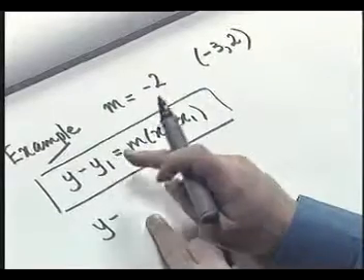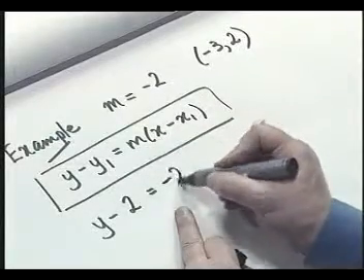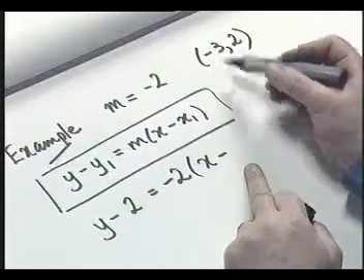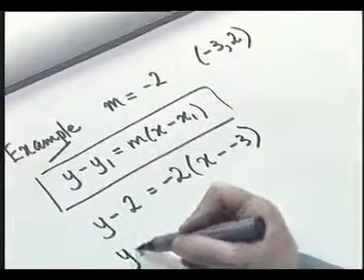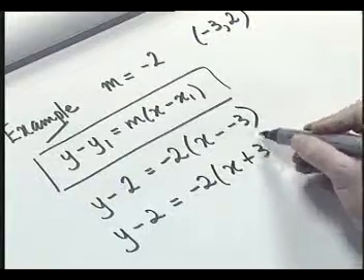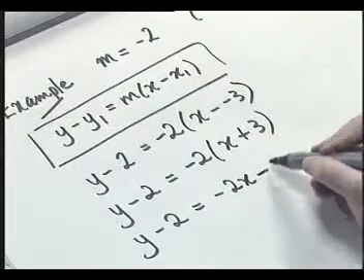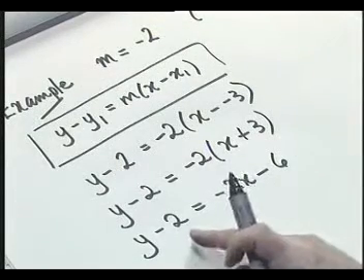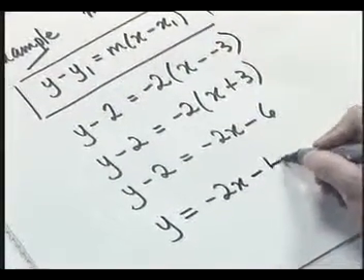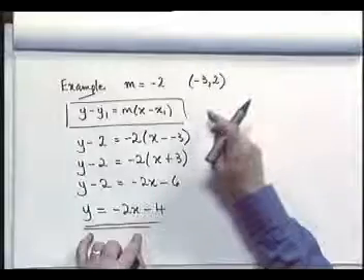y1 is the y-coordinate of the known point, which is 2. m is the gradient, which is minus 2. x1 is the x-coordinate of the known point, which is minus 3. So tidying this up, y minus 2 is going to be minus 2 times x plus 3. If we remove the brackets, y minus 2 is minus 2x minus 6. And finally, if we add 2 to both sides, we get y is minus 2x minus 4. And that's the equation of the straight line with gradient minus 2 passing through this point.